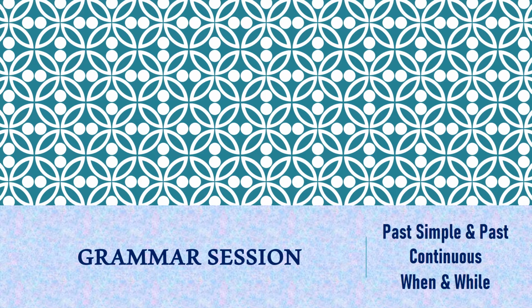The past simple is a complete action, it's finished completely all the way. On the other hand, the past continuous is an action in progress. You are in the middle of an action.